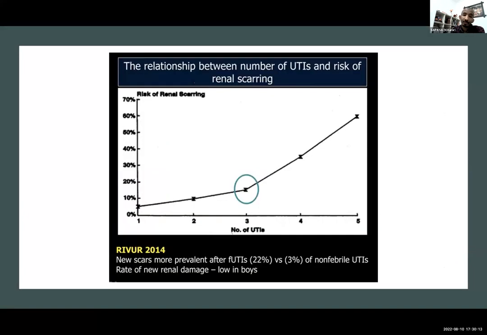The relationship between the number of UTI and the risk of renal scarring can be seen here in the study of the River study in 2014. And as you can see, if you have 2 to 3 UTIs, your risk for developing renal scarring will increase. And with time, you might have a very high risk approaching 30 to 50%, and sometimes up to 70%.